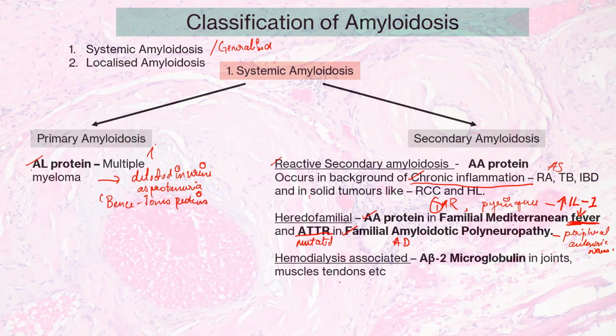Another common one asked is hemodialysis associated. Hemodialysis doesn't efficiently remove beta-2 microglobulin from the blood. So this gets accumulated and forms amyloid beta-2 microglobulin. And this is usually accumulated in joints, muscles, and tendons. Clinically, the most common presentation of this patient would be carpal tunnel syndrome.